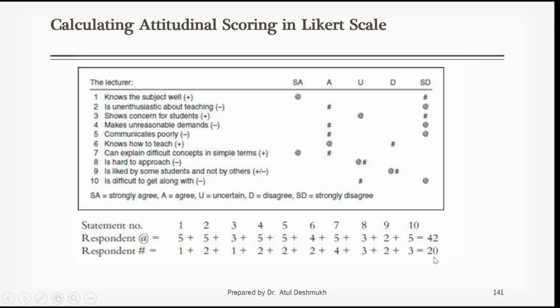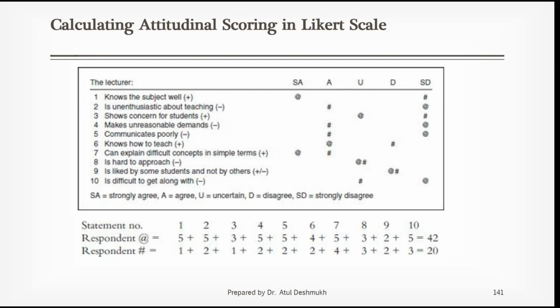But similarly, respondent hash has given me 20 marks. So out of 50, 20 means it is less than 50%, which means it is in the negative zone. Okay, it is in the disagree zone. He doesn't agree that I am a good teacher, right? So this way you can ask them to mark, and you can sum it up. Hence it is called a summated rating scale. So you understood why it is called a summated rating scale, because you sum up all the attitudes for all the statements.